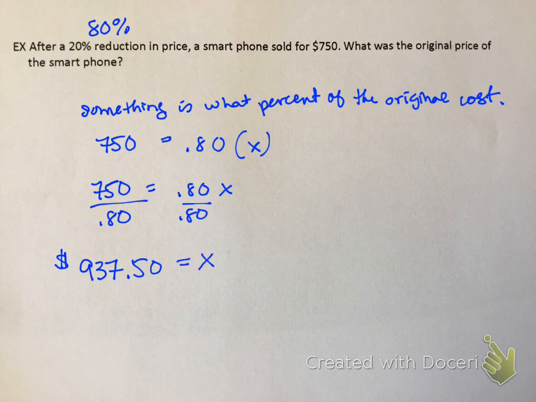And that is the original cost of the smartphone. So once again, how do I check that? I'm going to multiply 937.50 times 80%, and I should get 750. All right, and that is the end of section 10.1.